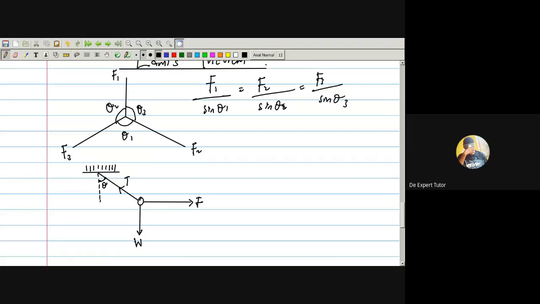Because me too, I like something that is easy. I don't like something that is hard. So I will use the simplest of them all. You can use Lami's theorem if you like, or you can use different ones. Now, the first one I would like to tell you about is what we call the triangle law, the triangle law of forces.